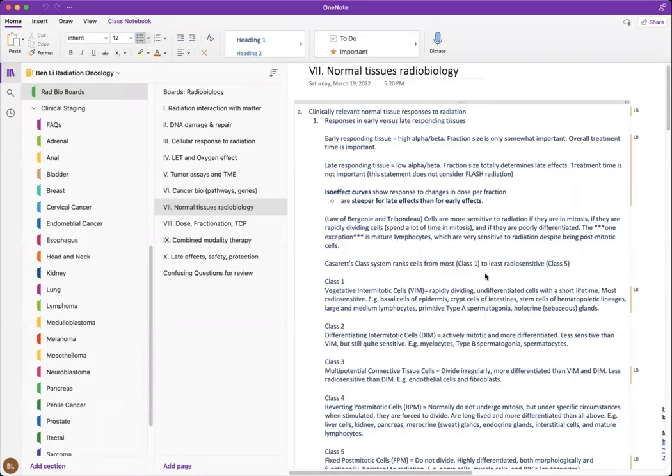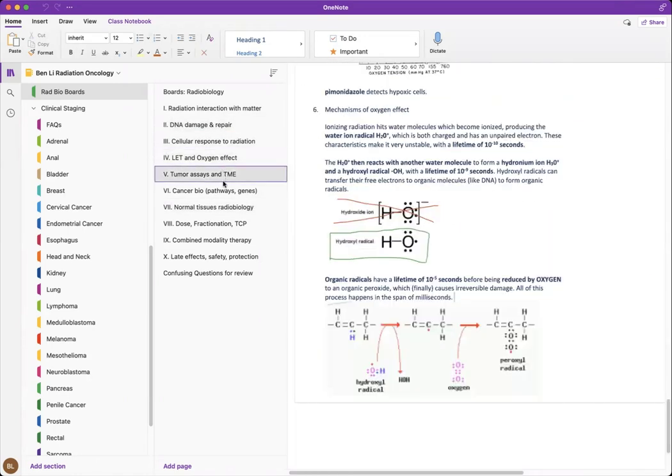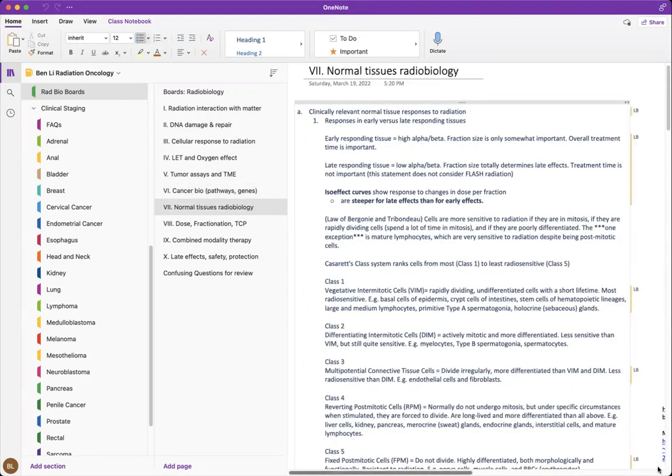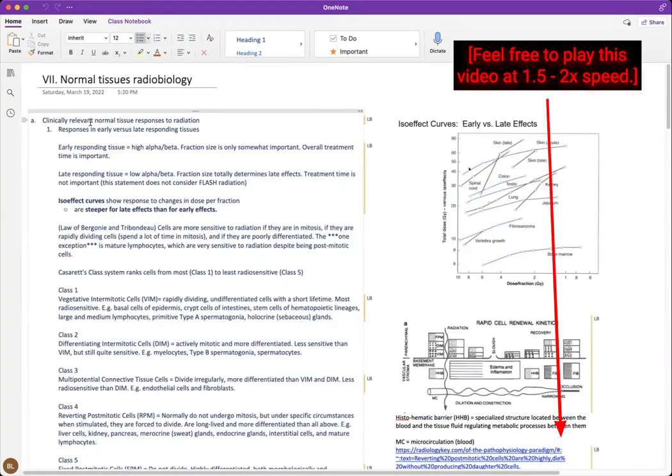Previously in Rad Bio Review, we went over sections 1, 2, 3, 4, 5, and 6. And now our journeyers find themselves finally past many of the pathways and now getting into more clinical aspects of radiobiology, and they couldn't be more excited. So we will begin with section 7, which is normal tissues radiobiology, and we only have 3 more to go after this. So this section is on what is clinically relevant with regards to normal tissue response to radiation.